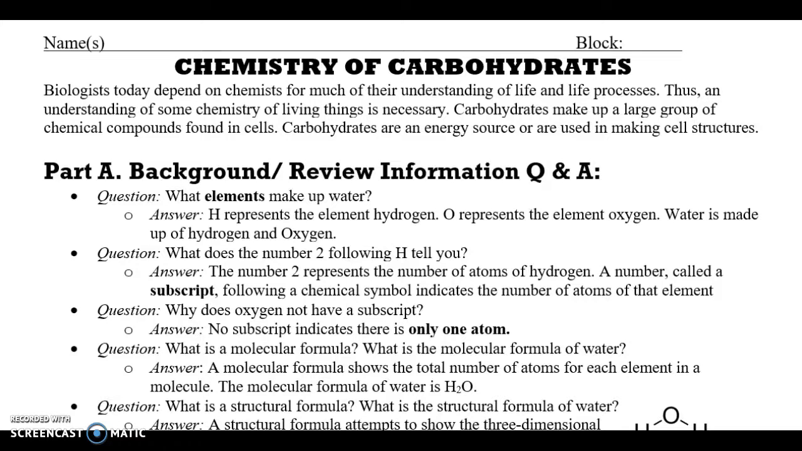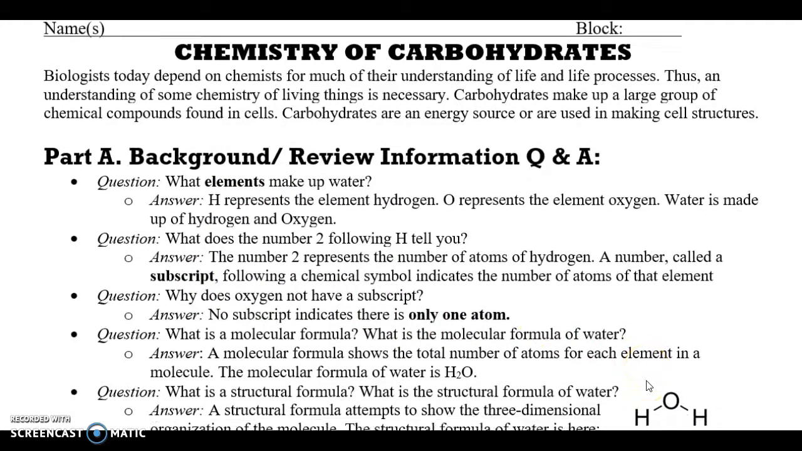Here are your instructions on how to do the Chemistry of Carbohydrates lab. So the first thing that you're going to notice when you see your lab report is that there's a lot of background information here, just explaining some of the basics of biochemistry that we've already gone over in class, but you might need a refresher on. So talking about elements, subscripts, atoms, chemical formulas, and molecular formulas.